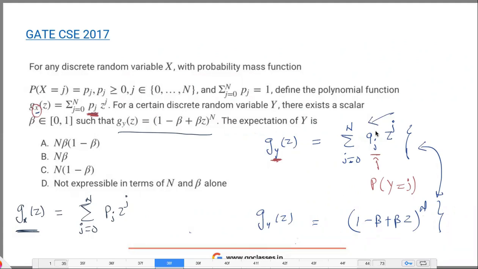Okay, before I proceed further, is this setup clear to everyone? So gyz is given, this is given, right? This is given, and this is x, this is x, this is x. So I just replace this x with y. So instead of this pj, I should be having qj, right? The way they have defined this polynomial function. Is this okay?